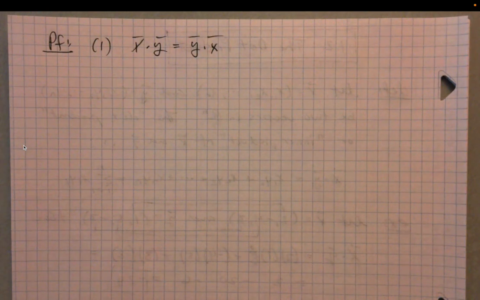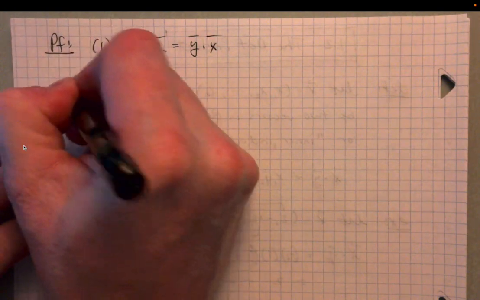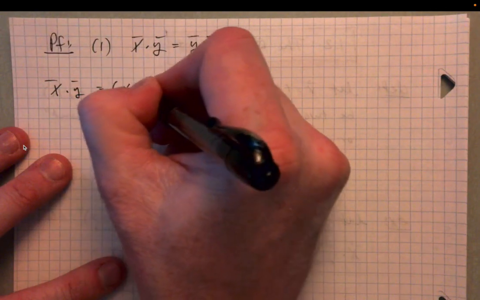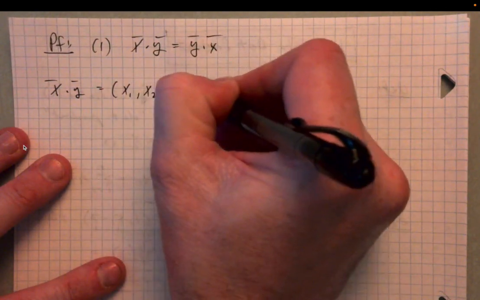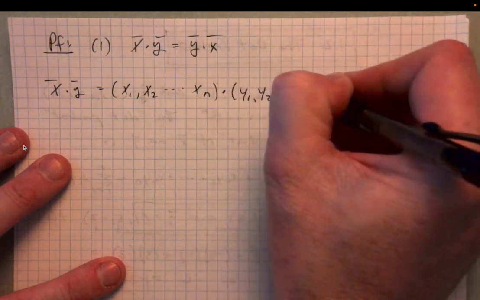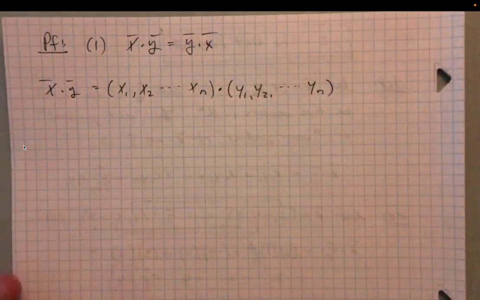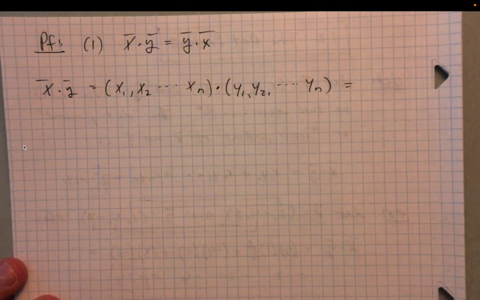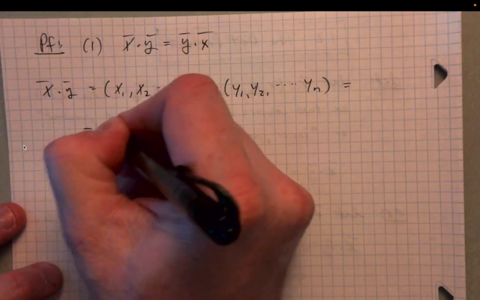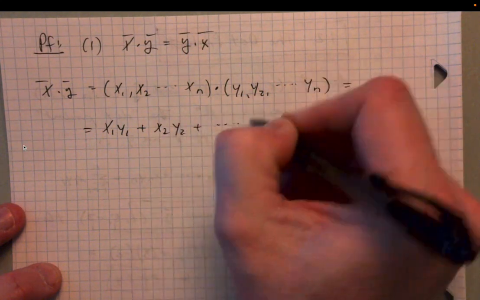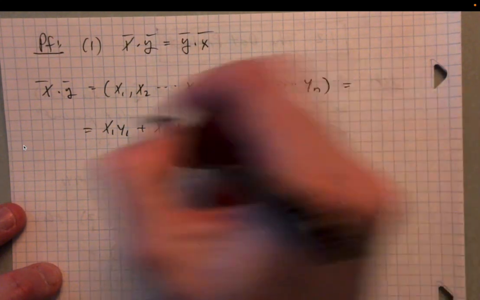And so this one is really straightforward to do. We can just start with x dot y. Right, we know what x and y are. That's x1, x2, dot dot dot, xn, dotted with y1, y2, dot dot dot, yn, right? When I dot these together, I take the corresponding components, multiply them together, and then add all of the products. And so this would be x1 y1 plus x2 y2 plus dot dot dot plus xn yn.